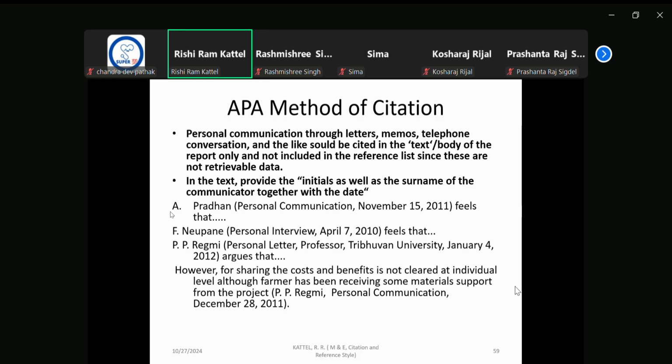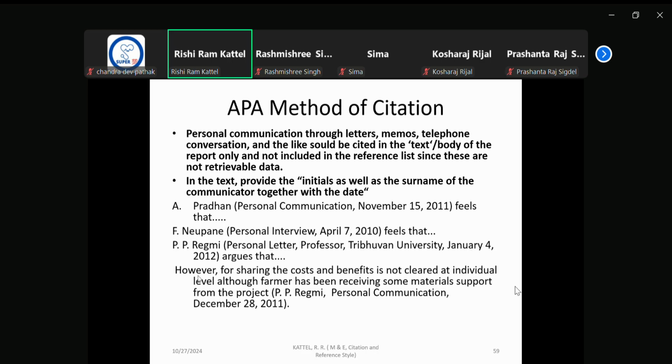For example, you have to write first name, initial letter, after that surname. A. Pradhan, personal communication, November 15, 2011. F. Nipane, personal interview, April 7, 2010. P. Regmi, personal letter, Professor, Trivandrum University, January 4, 2012.